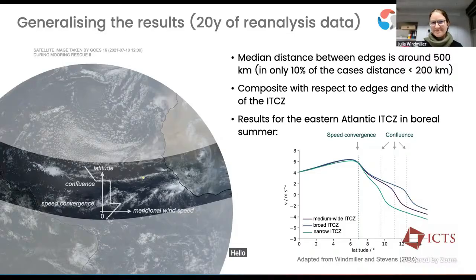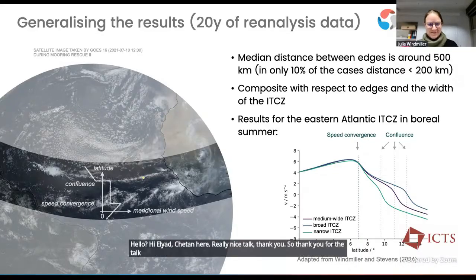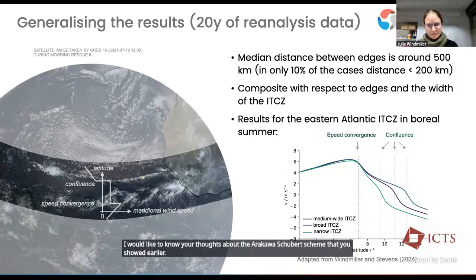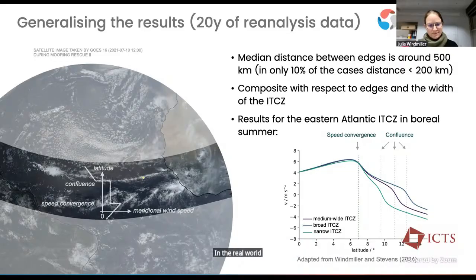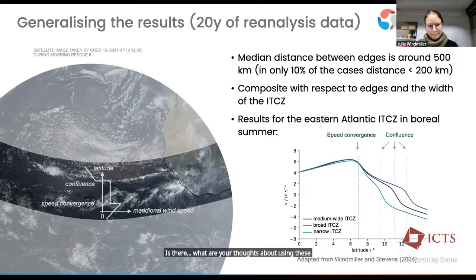Hello. Hi, Julia. Chetan here. Really nice talk. Thank you for the talk. I would like to know your thoughts about the Arakawa-Schubert scheme that you showed earlier. So at subgrid scale, the type of cloud, the number of clouds, and their distribution is what matters, but it's really hard to measure in the real world. Now that there are cloud resolving models, storm resolving models, what are your thoughts about using these models to modify or update the Arakawa-Schubert scheme?